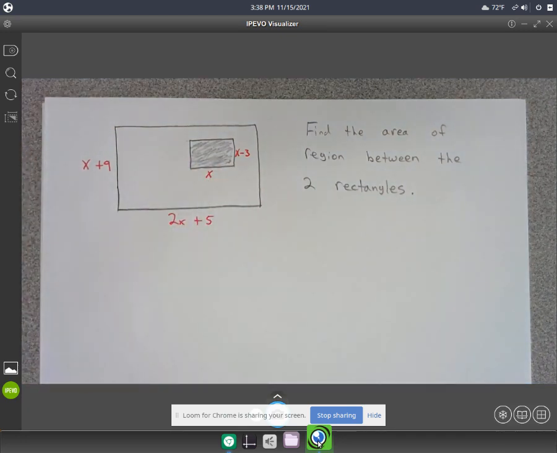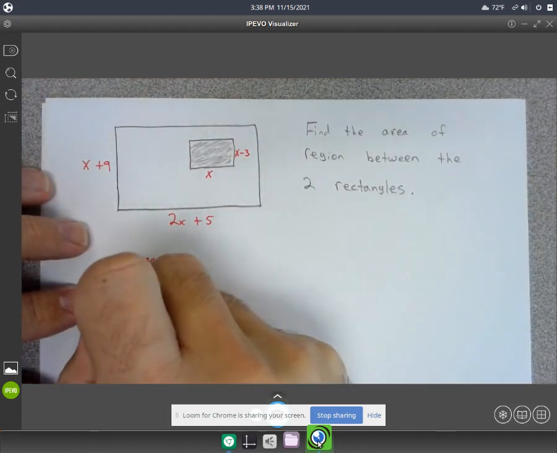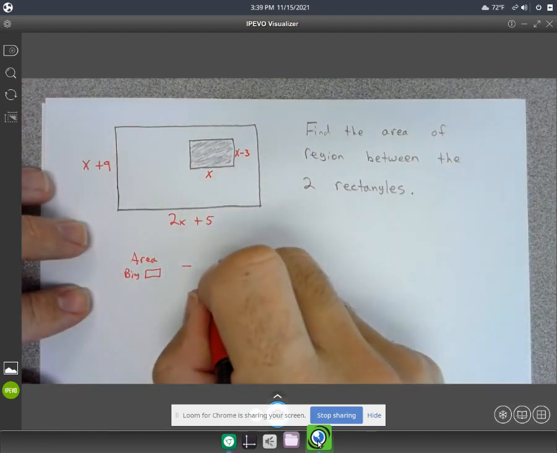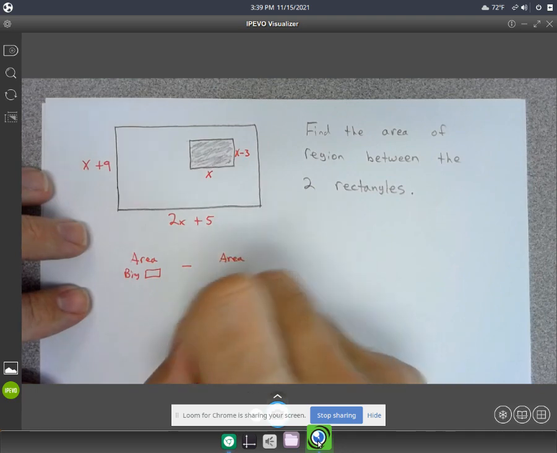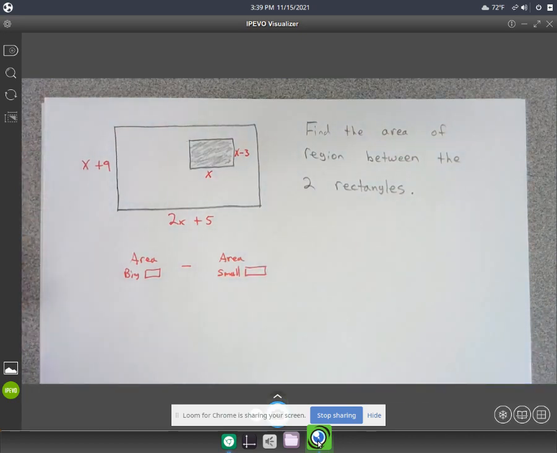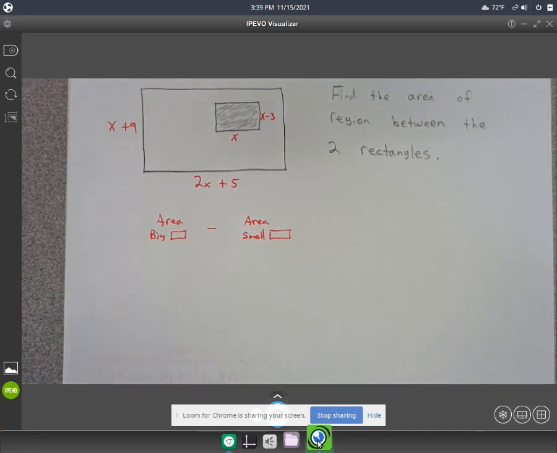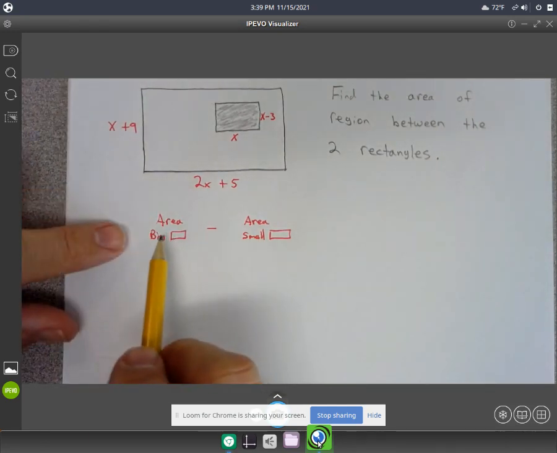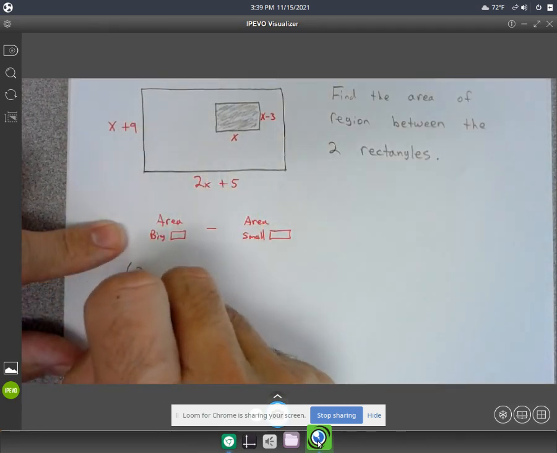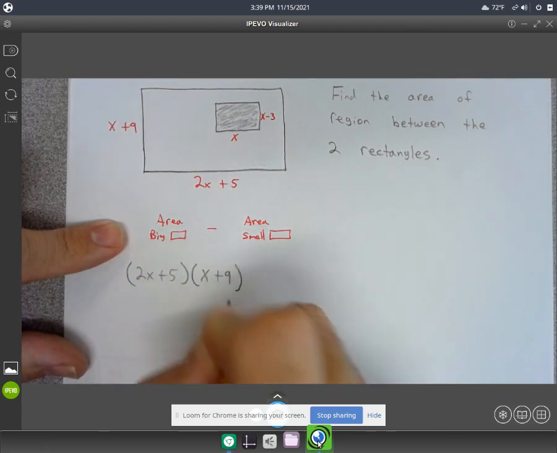All right. So the way you do this is you find the area of the big rectangle, and then you just subtract off the area of the small one. And that will represent the area that you're looking for. So to find the area of the big rectangle, I'm just going to do length times width. That'll just be 2x plus 5 multiplied by x plus 9.